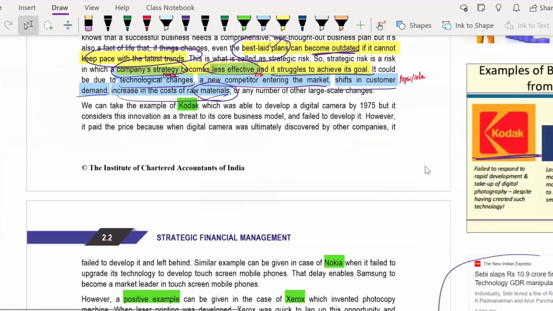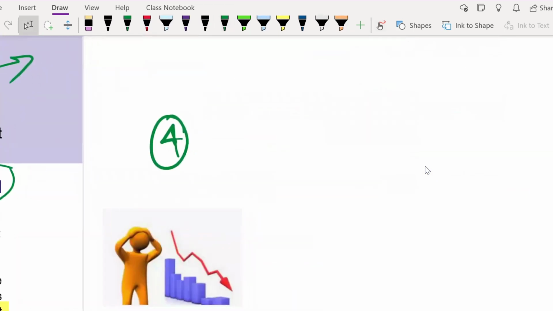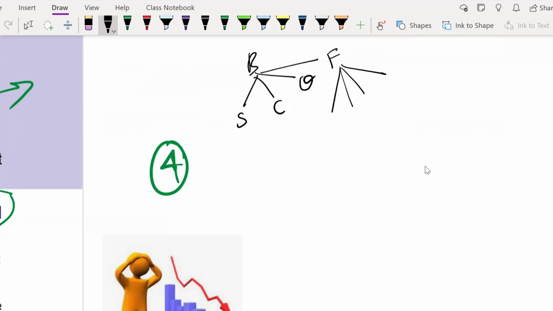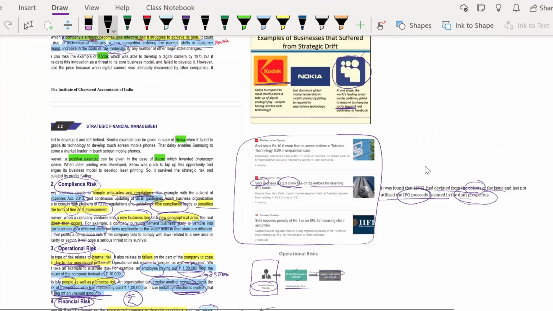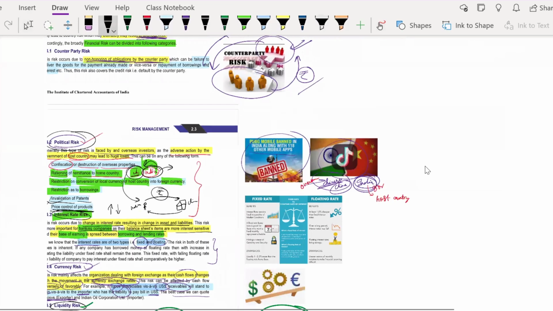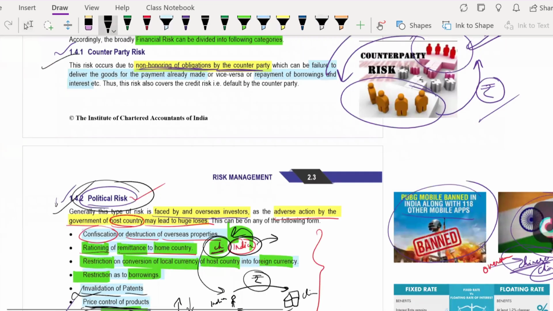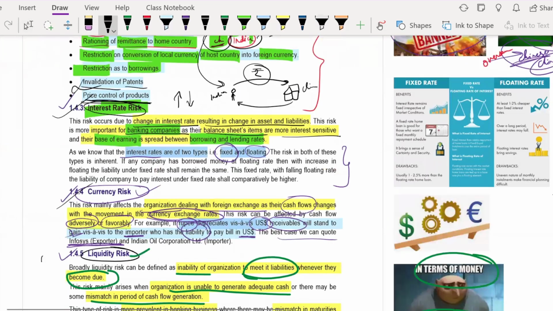So what we have read until now, can we just summarize it? So we had seen that businesses face risk. There are 4 kinds of risk that a business or an organization can face. The first one is strategic risk. Then you have compliance risk, operational risk, and financial risk. Under financial risk, you have again 5 types of risk. You have counterparty risk, political risk. Then you have interest rate risk, currency risk, and liquidity risk. So these are the 5 types of risk.